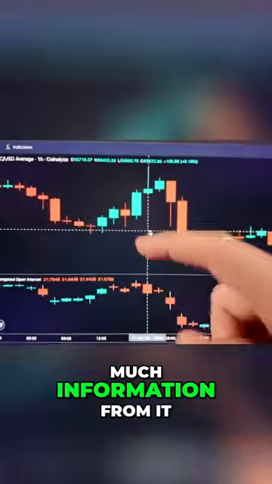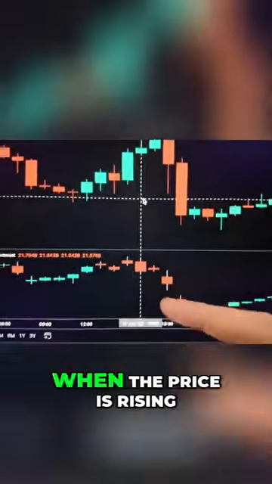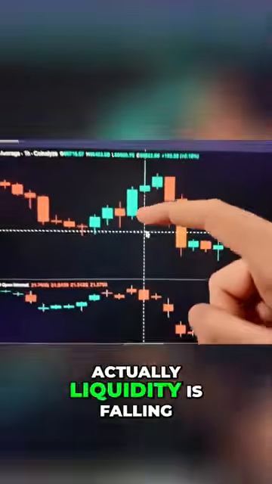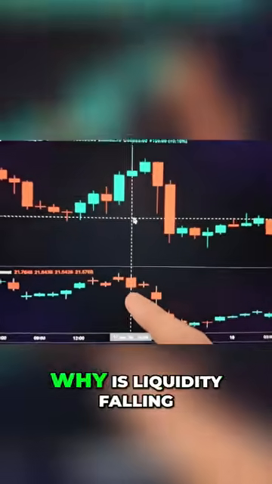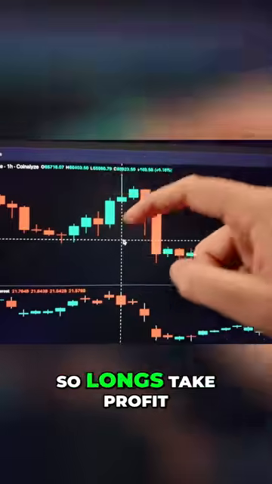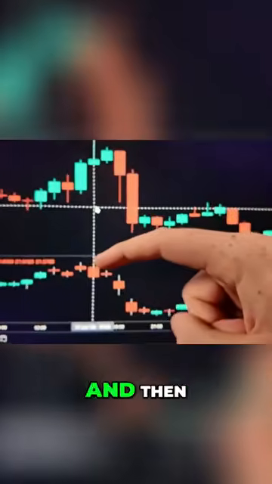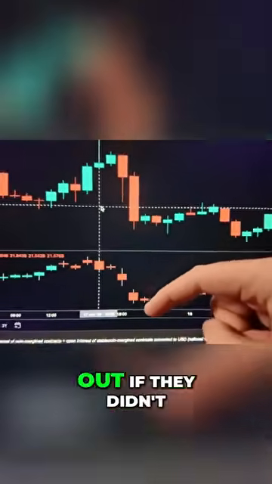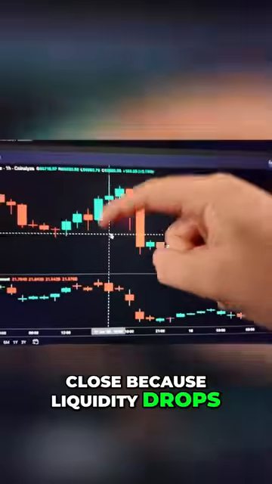You can draw so much information from it, such as on these candles, when the price is rising, you can see that actually liquidity is falling and yet price is rising. Why is liquidity falling and price rising? That's because longs are taking profit. So longs take profit at the top here, and then they get immediately forced out if they didn't close because liquidity drops and the price drops.